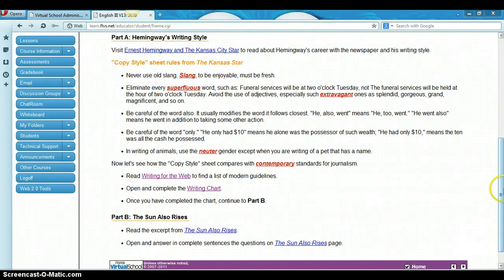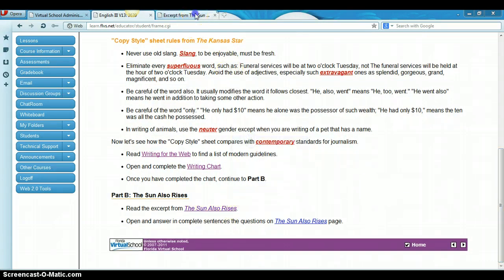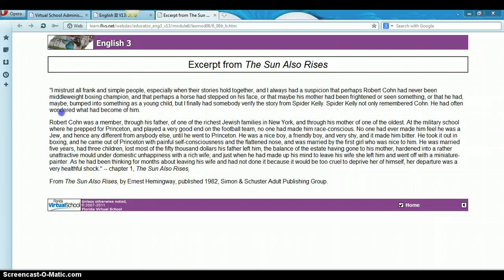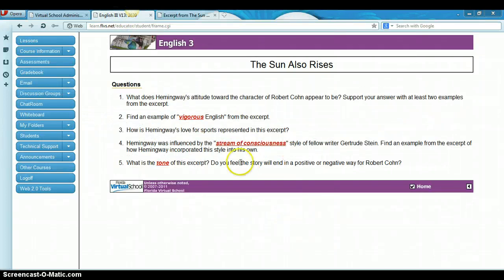Okay, for part B, what you're going to do is read the excerpt from The Sun Also Rises, which is very short. You can see that it is only 2 paragraphs. From there you are going to answer the 5 questions that go along with it. It's going to ask you about 2 different types of reading, 2 different types of writing that you need to know about. I'm going to give you a hint. When you answer these, please make sure that you give support from the text. It tells you right here, support your answer with at least 2 examples. Just make sure that you do that throughout.